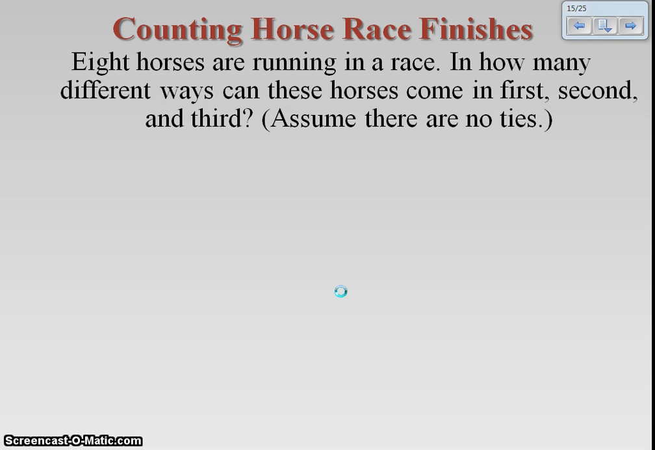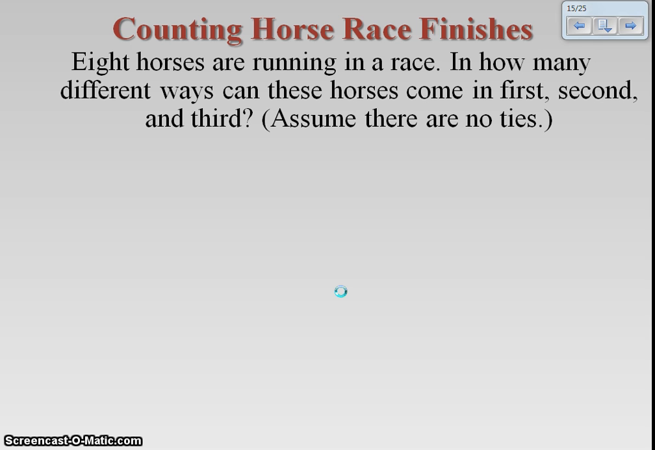Alright, another one. 8 horses are running in a race. In how many different ways can these horses come in first, second, and third? Assume no ties. Now, ladies and gentlemen, I show you this problem because I want to point out that this is not a strict permutation problem, for the simple reason that I can't just do 8 factorial. Why can I not do 8 factorial? Well, there's only 3 different spots, first, second, third. Nor can I do 3 factorial because there are 8 horses.